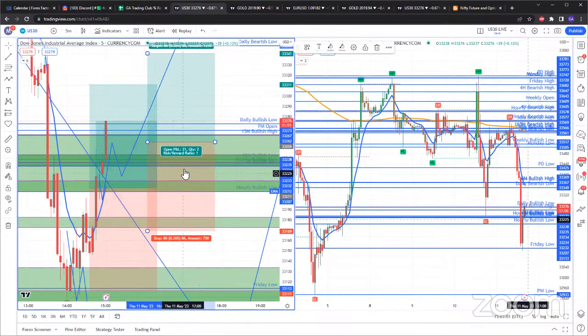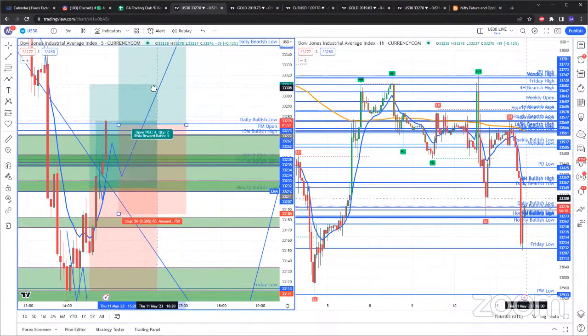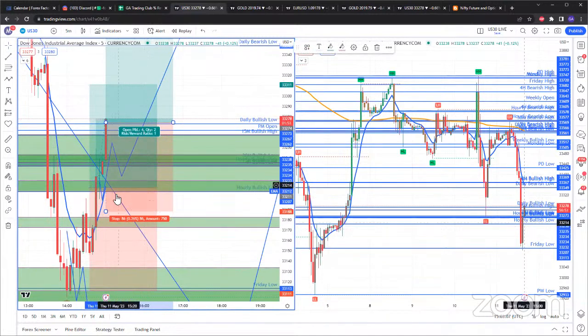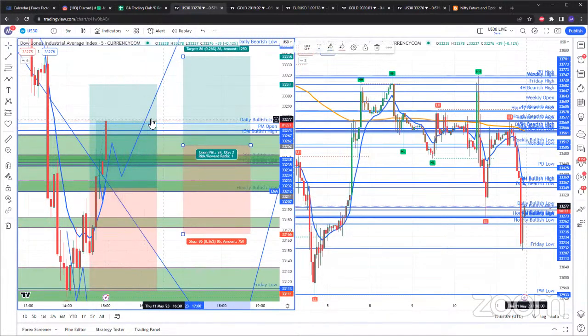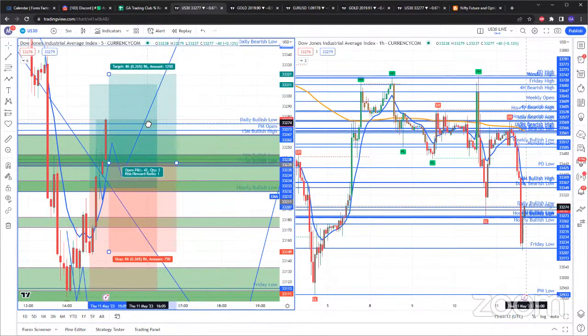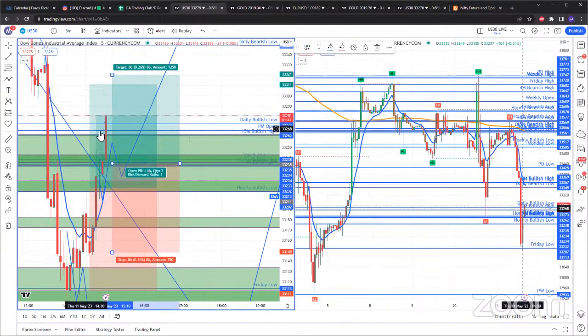However, US30 has pushed so far up. If you were to take this trade, you would need your stop loss to be below this trend line. However, I'm waiting for this trade around the hourly bullish low, which is around 33 to 35. The way this candle closes is what's going to tell you. You can enter on this candle closure, but I do not recommend that.